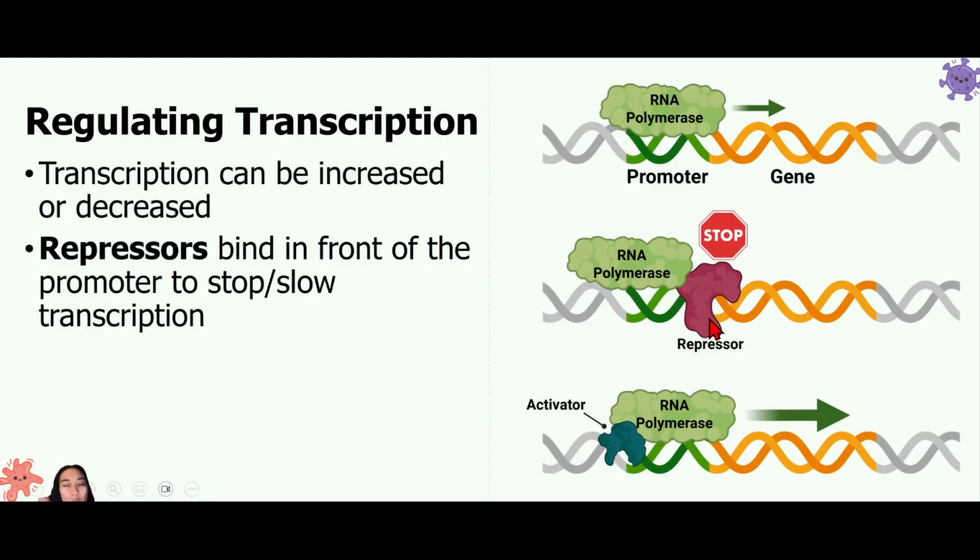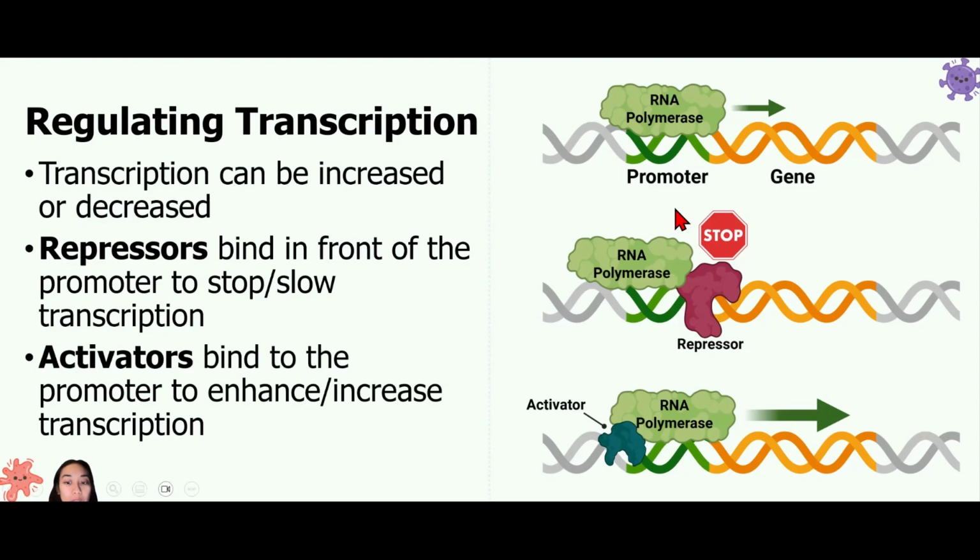And so there are molecules called repressors that bind to the front of the promoter. It's actually right in between where the promoter and the gene is. And these repressors, because they're physically bound to the DNA, the RNA polymerase cannot produce mRNA. And so it either completely stops or at least slows down the rate of transcription for that particular gene.